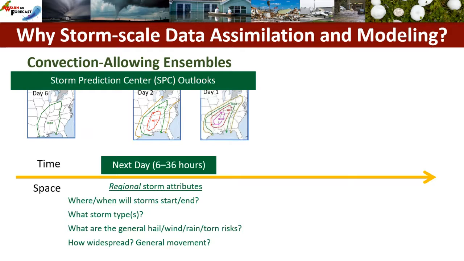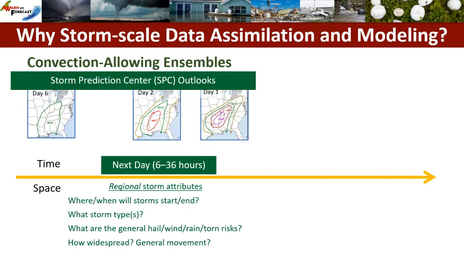Now, the key difference between the current operational convection allowing ensembles and the storm scale ensemble, like the Warn-on-Forecast system, lies in the temporal and spatial scales. Convection allowing ensembles are typically designed for regional storm attributes, for example, where and when will the storm start or end? What storm types, what are the general hail, wind, rain, tornado risks, how widespread, questions like that.